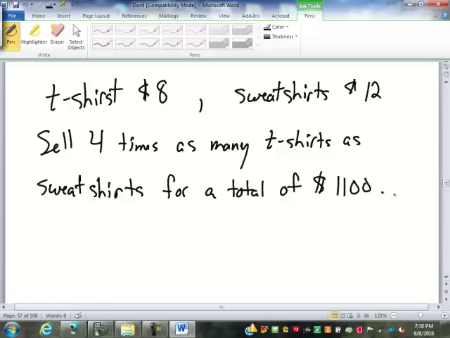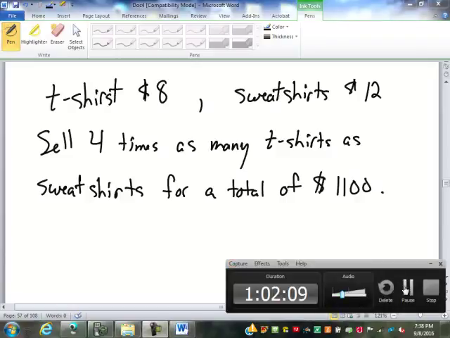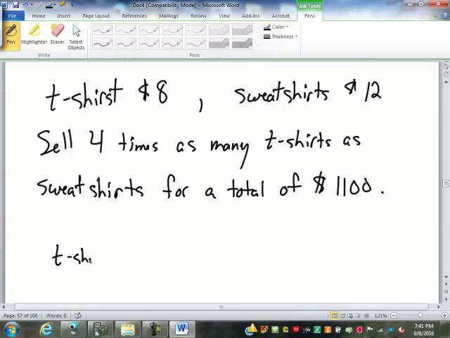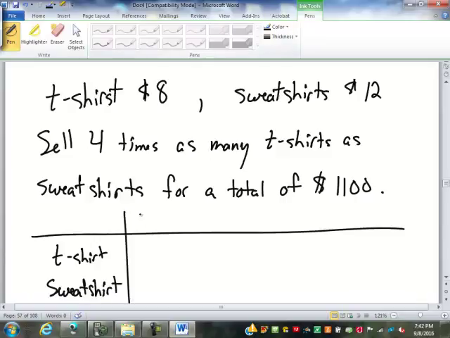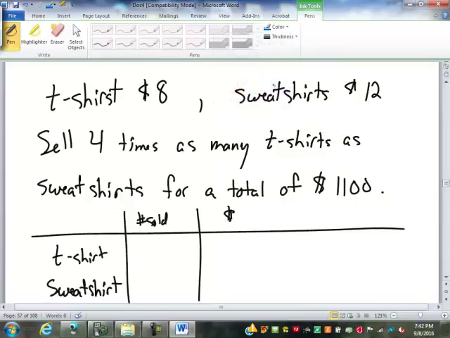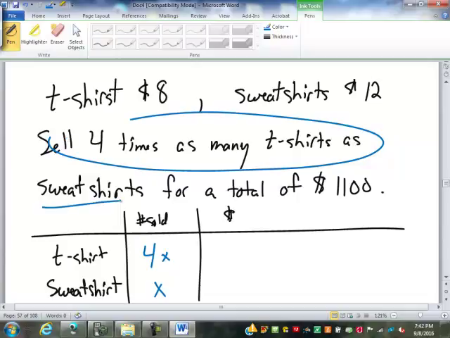$1,100. Figure out how many of each we sold. I see a block of you finishing up, so let's just take a look at this quick. So we have to represent the number sold first. Which one are we going to let be x? Sweatshirts. Okay, t-shirts will be 4x. 4 times as many t-shirts as sweatshirts.